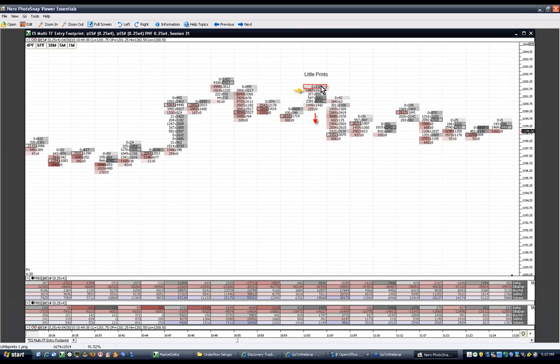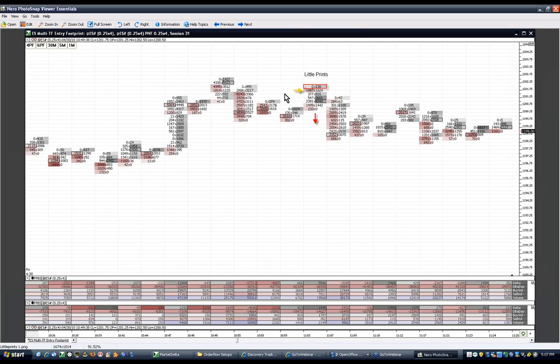Just pure rejection compared to, and again, relatively speaking, is 130 small enough? Well, for whatever reason, I think it is based on this particular range of prices. But again, you can be the judge. If you only want to trade little prints that are more drastic than this, then you could do that. But for me, I'm going to gauge it really on the way I'm handicapping the level.